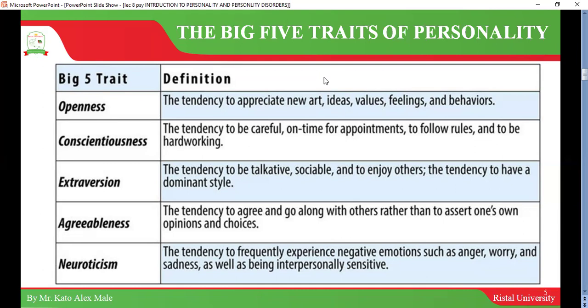The tendency to have a dominant style. You get it, eh? These people already search for recognition whenever they are around an area. They want to be recognized that they are around. They want to make others know that they have arrived. You get it, eh?